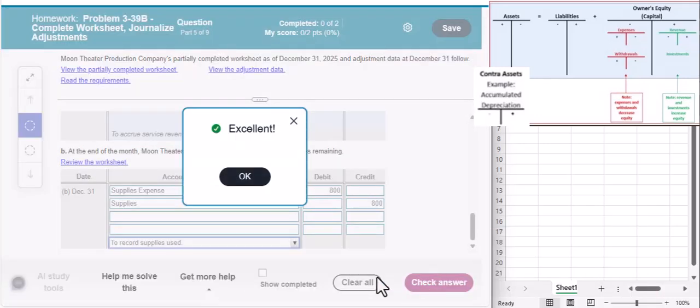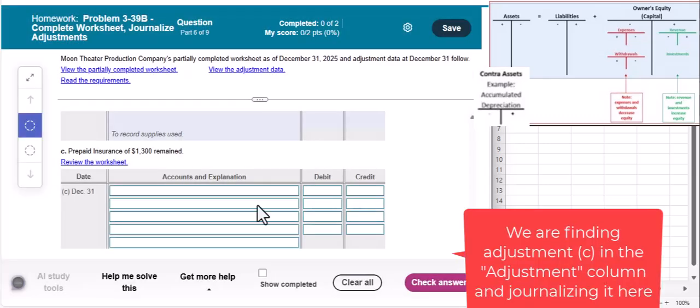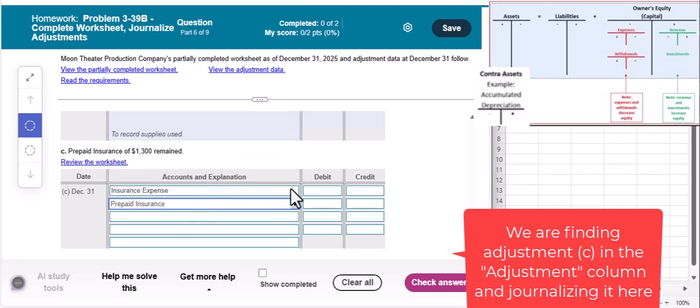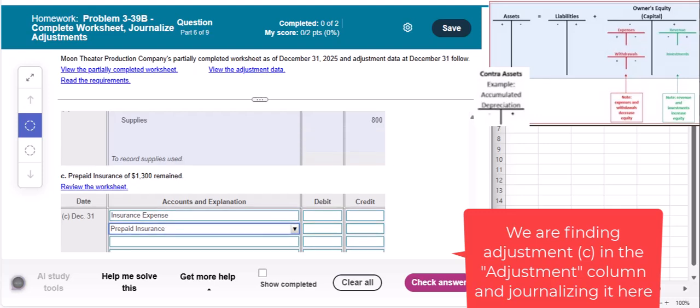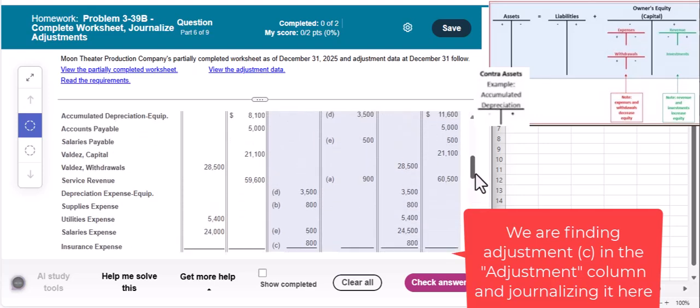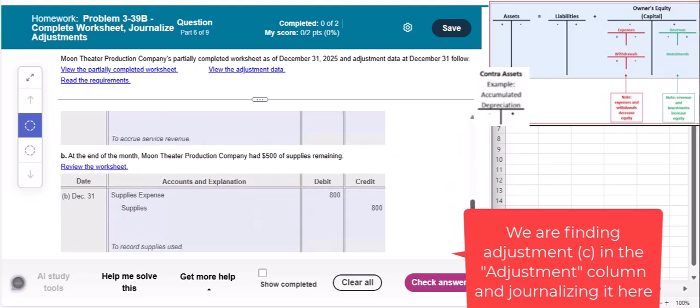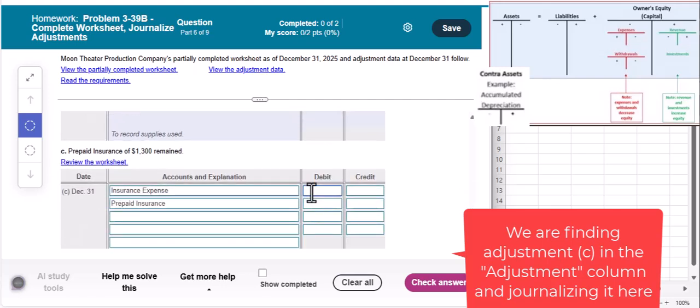So to record supplies used, let's go ahead and check that answer. Excellent. Okay. Now for C, prepaid insurance of $1,300 remained. So again, this one's another tricky one. You'll want to take a look at the adjustment that we put into our worksheet. So our insurance expense will be going up and our prepaid insurance amount will be going down. So again, let's scroll back up just to make sure we have the correct amount here. So C, we had prepaid insurance, we lowered it by 800. So 800 credit, 800 debit.